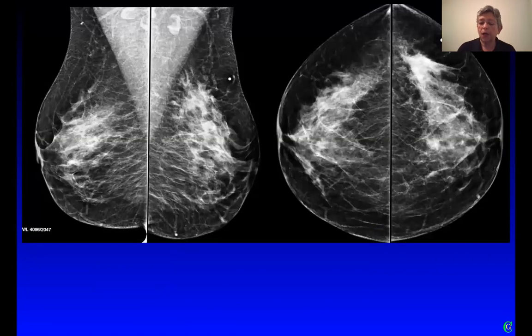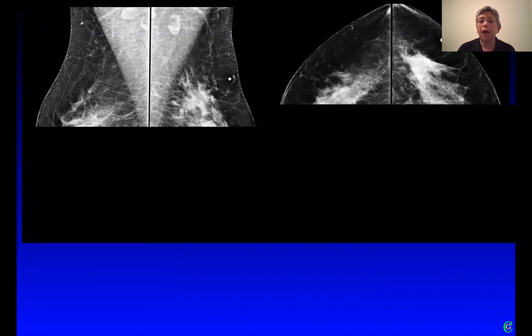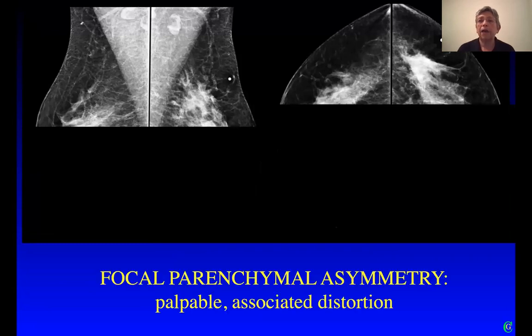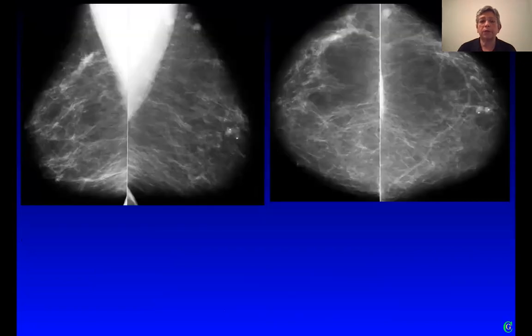On the other hand, once you get a finding that is palpable and there's associated distortion, this is not a probably benign finding. This actually requires additional evaluation and likely requires a biopsy be done, unless you can correlate it to an area of mastitis, prior surgery, or trauma. But most of these are going to, in fact, require biopsy.